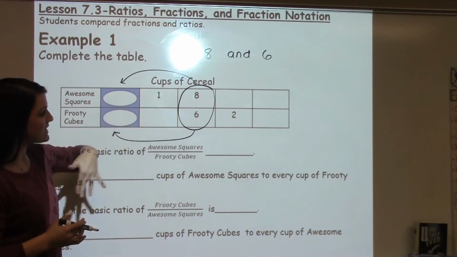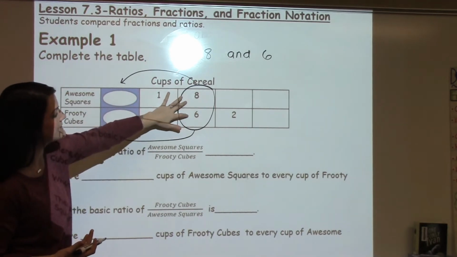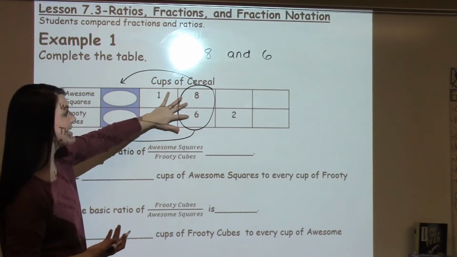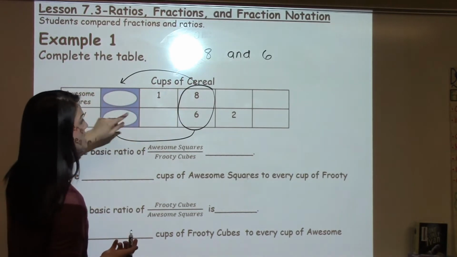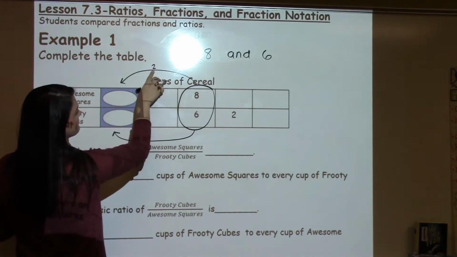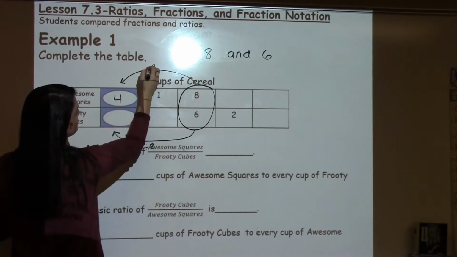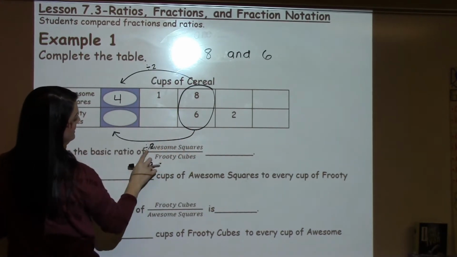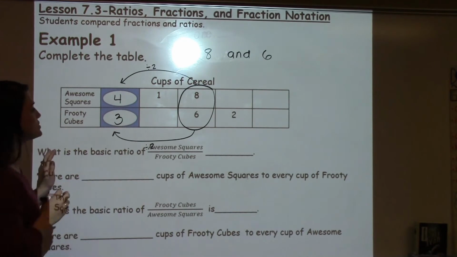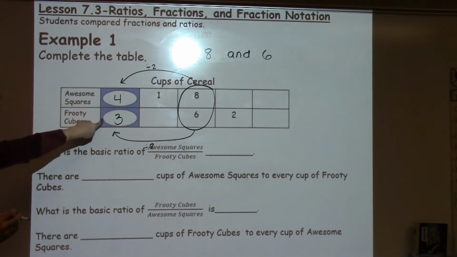So if they didn't have anything in common, that might stay their basic ratio. But because they have 2s in common, I can make these numbers smaller. So when I think about the number they have in common, 2, 8 divided by 2 gives me 4, and 6 divided by 2 gives me 3. So I can see right away that my basic ratio, when I'm working with these cups of cereal, awesome squares and fruity cubes, would be 4 and 3.